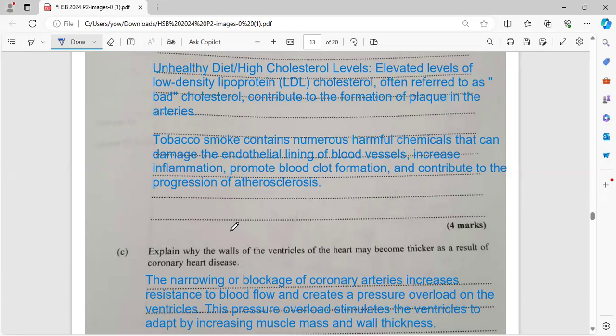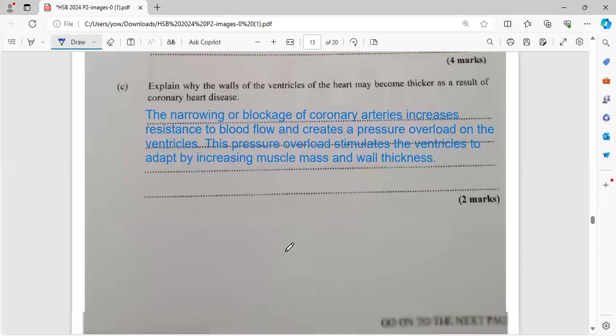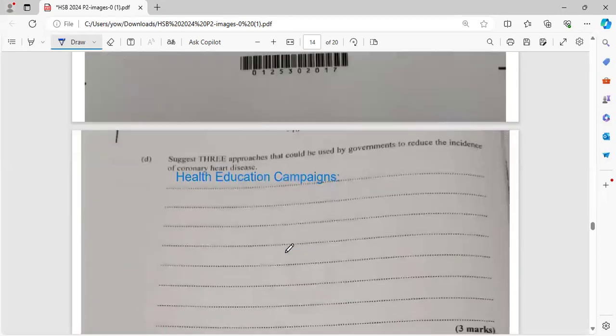So that's why the ventricles are thicker, because the ventricles are responsible for pushing that blood. So they would have to adapt to the pressure, right? And then they would build more muscle mass and wall thickness. So that will give you 2 marks.